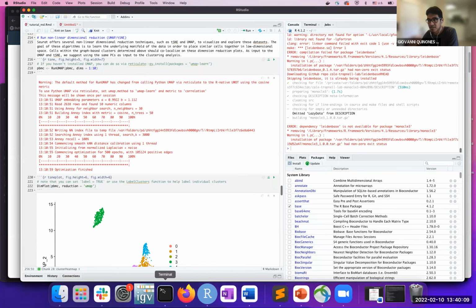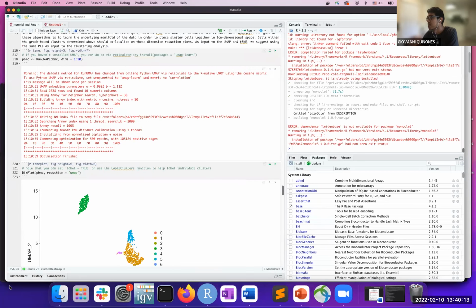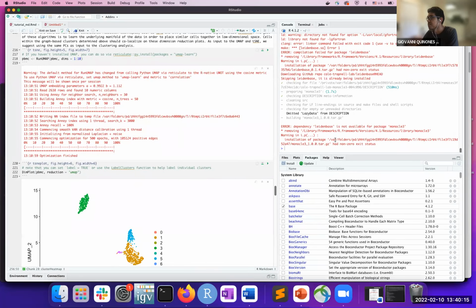Hopefully you guys are still seeing my entire screen. Can we do a show of hands if you are all seeing my RStudio? Right, okay, good, good.